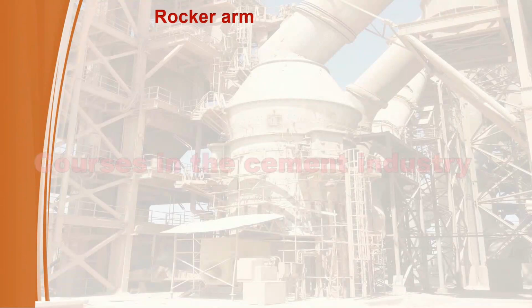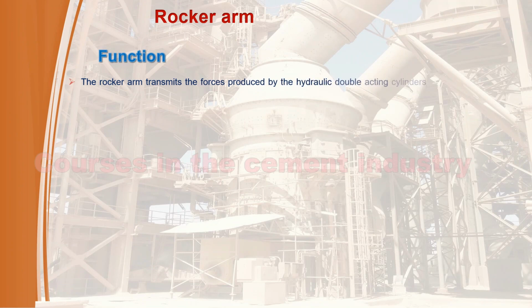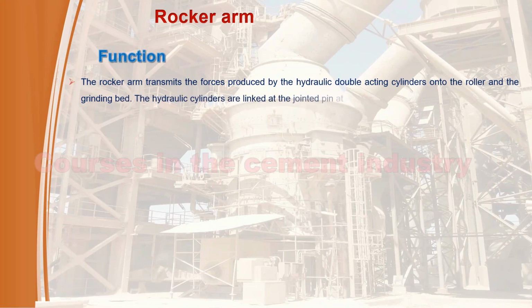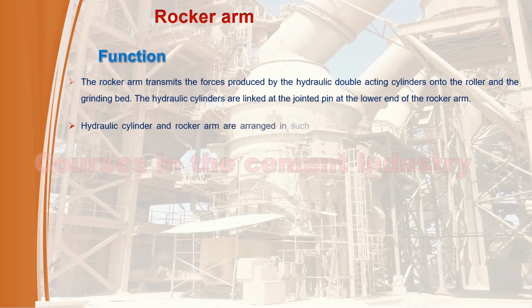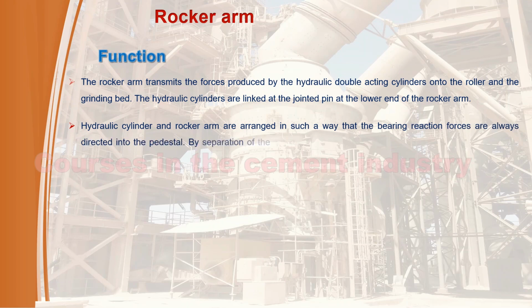Function of the rocker arm. 1. The rocker arm transmits the forces produced by the hydraulic double-acting cylinders onto the roller and the grinding bed. The hydraulic cylinders are linked at the jointed pin at the lower end of the rocker arm. 2. Hydraulic cylinder and rocker arm are arranged in such a way that the bearing reaction forces are always directed into the pedestal.